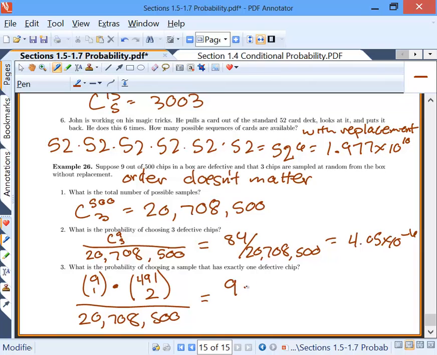So this is really 9 times (491 choose 2), out of our total of (500 choose 3). And we put that in the calculator. 0.0522. Again, you could do this with a tree diagram, but it's going to take you a little bit longer. So if you figure out how to do it with the combinations, it might help. So, questions on probabilities and combinations, or permutations and combinations.